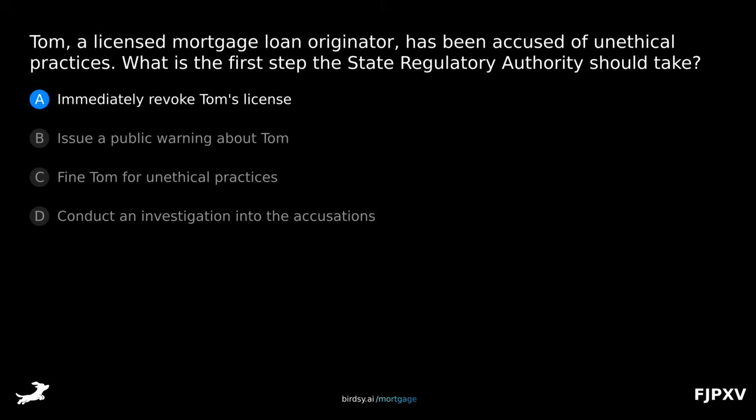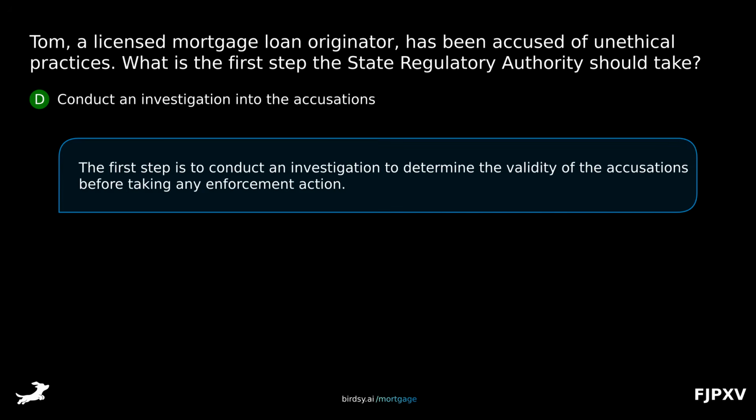Is it A, immediately revoke Tom's license, B, issue a public warning about Tom, C, fine Tom for unethical practices, or D, conduct an investigation into the accusations? The answer is D, conduct an investigation into the accusations. The first step is to conduct an investigation to determine the validity of the accusations before taking any enforcement action.